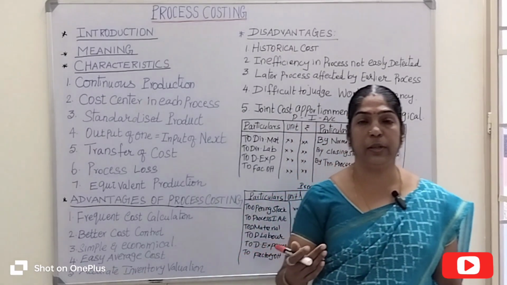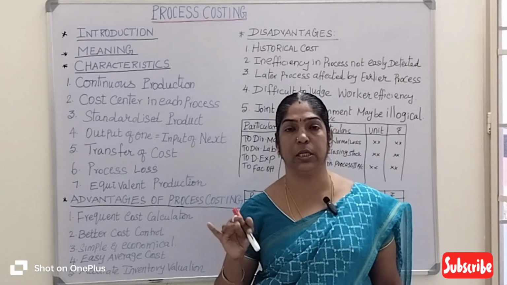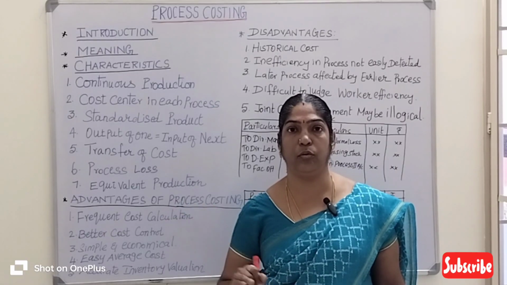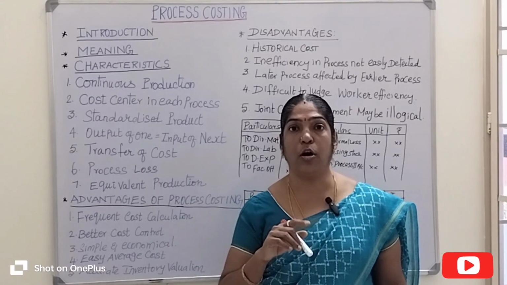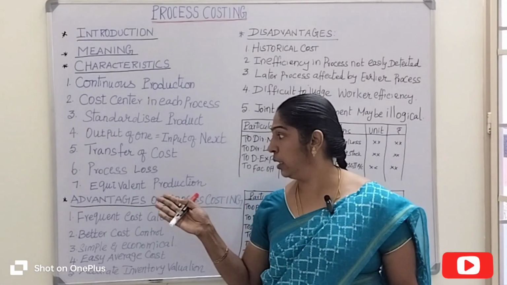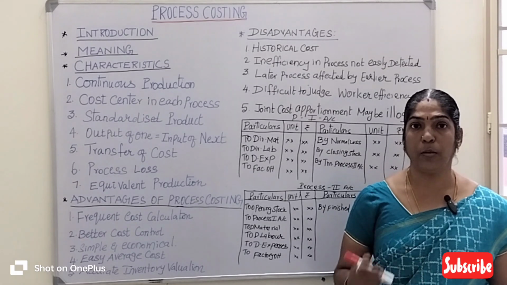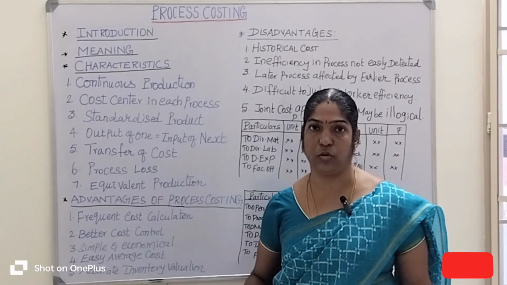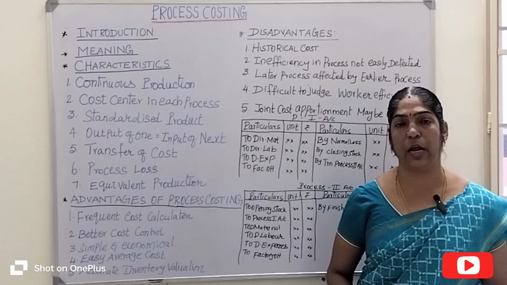Say for example, process 1's total cost is 10,000 rupees, the output is 950 kgs, 950 units, its scrap value is 500 rupees, and the normal loss is 50 units. We can use equivalent production. Normal loss, abnormal loss, everything we can calculate through process costing. So process costing provides accurate inventory valuation easily.